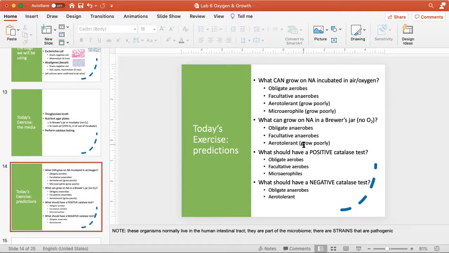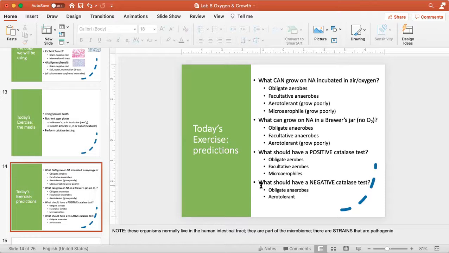What about the catalase test? Well, obligate aerobes, facultative aerobes, and microaerophiles are going to have a positive catalase test. These are organisms that are around oxygen. Obligates have to have oxygen. Microaerophiles have to have low levels of oxygen. And facultatives prefer oxygen. So we would expect them to have oxygen around them. We would expect them to make hydrogen peroxide, and they would need catalase to break it down.